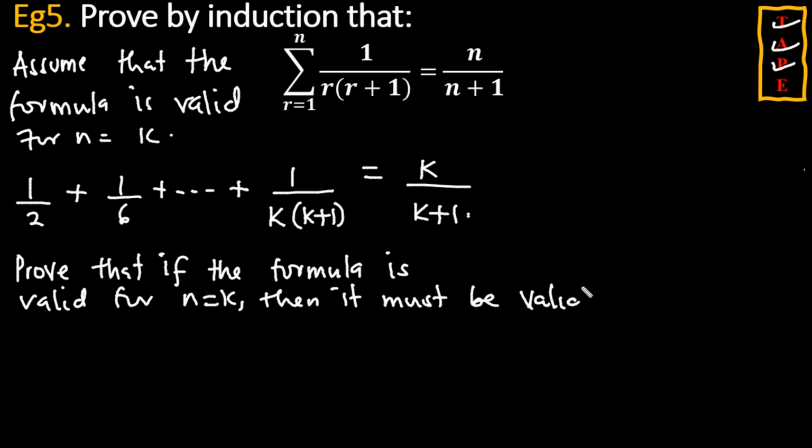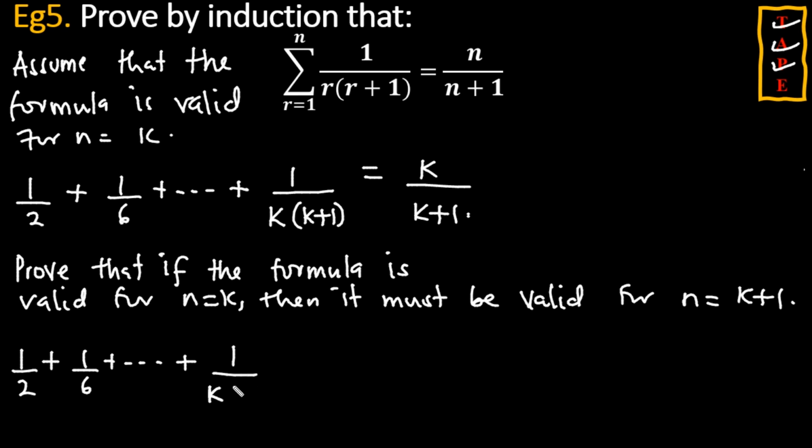It must be true for n is equal to k plus 1. So we add one step onto the value of k. So we shall have 1/2 plus 1/6 plus dot dot dot plus 1 out of k into k plus 1. Now when we add k plus 1, this ceases to be our last step. So our last step is we get k plus 1, we substitute into our formula where we see r. So this is 1 out of k plus 1.